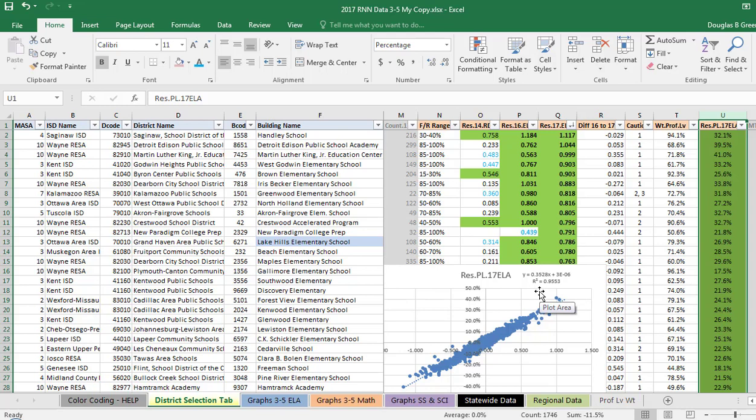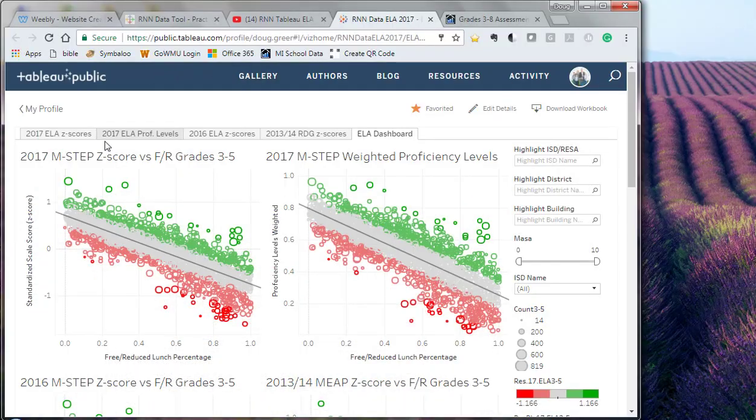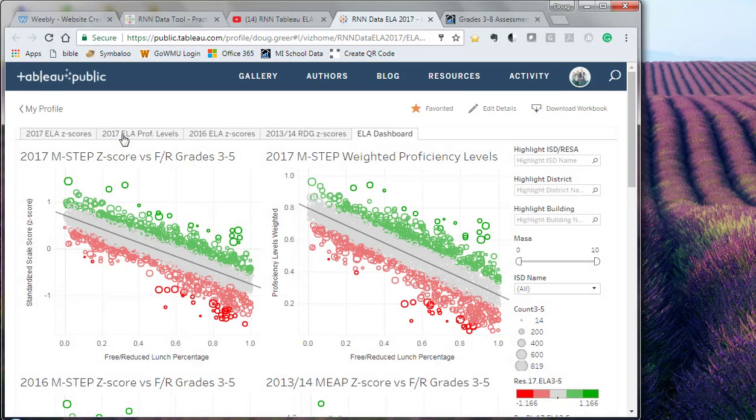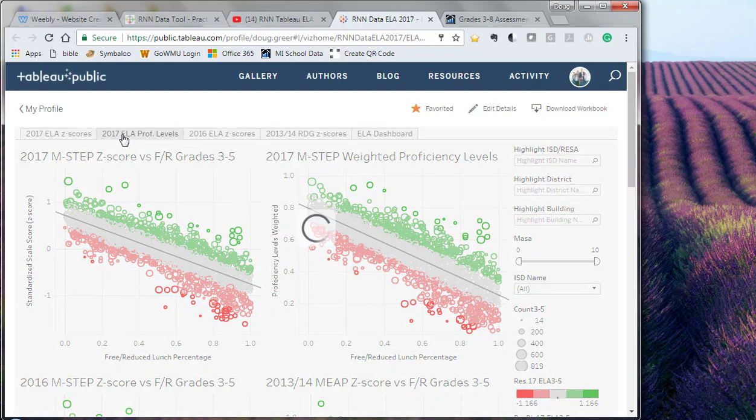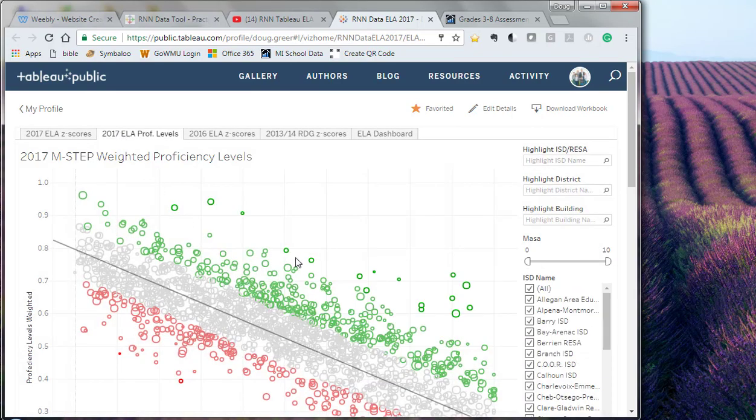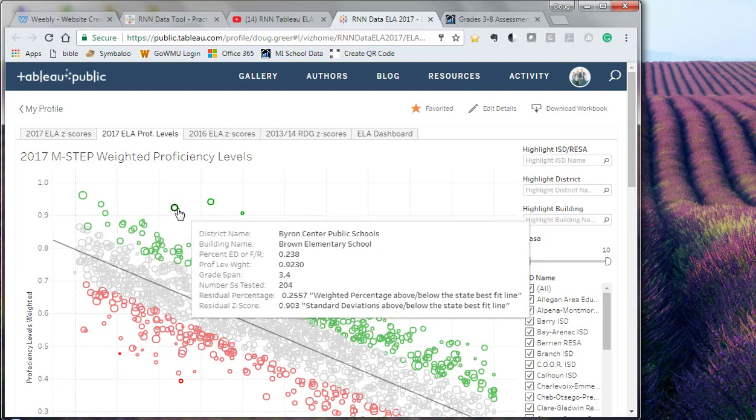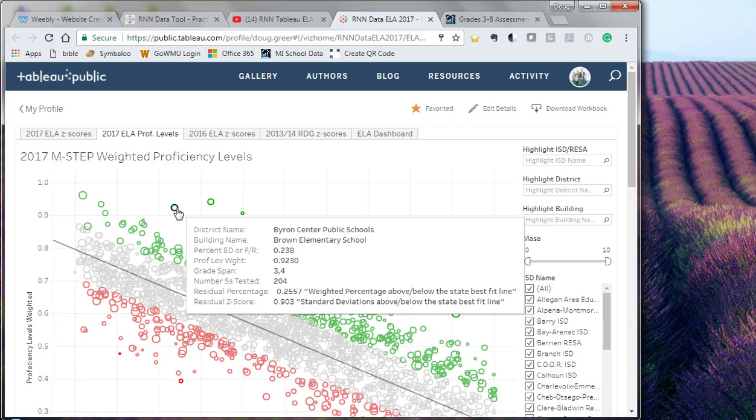Maybe we'll tweak this a little bit more with time and see how we can tighten this up. But basically what it ended up doing is it gave us this graph that we can see on Tableau that really shows the schools not only in terms of their z-score performance, but also in terms of their weighted proficiency. So we can see where a school like Brown Elementary was almost 26% above where we would have predicted them to be, which is actually 0.9 standard deviations.